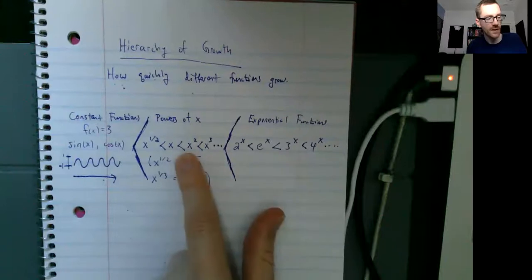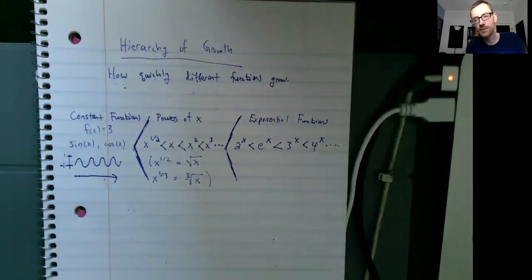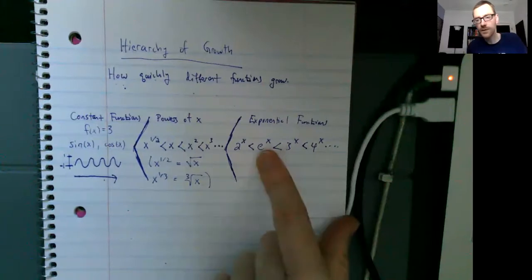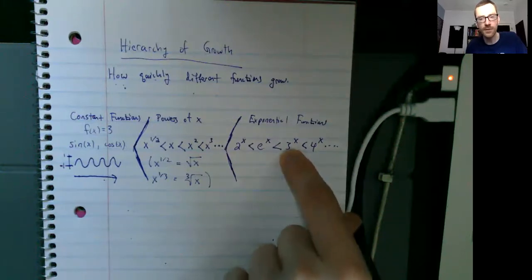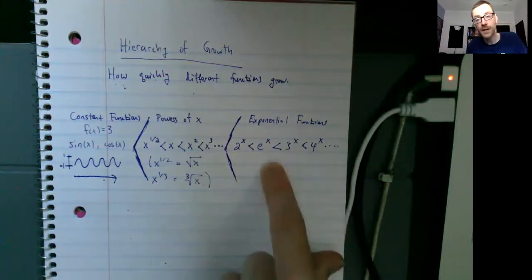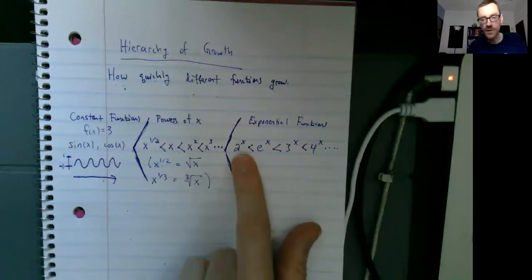As opposed to these guys here. Notice the difference, like powers of x versus exponential functions. Exponential functions, the variable is in the exponent. So what am I saying here? I'm saying that within this family, the larger this number here, which we call the base, the more quickly that function grows. So 4 to the x grows more quickly than 3 to the x, which grows more quickly than e to the x, because e is like 2 point something, which grows more quickly than 2 to the x, and so on.